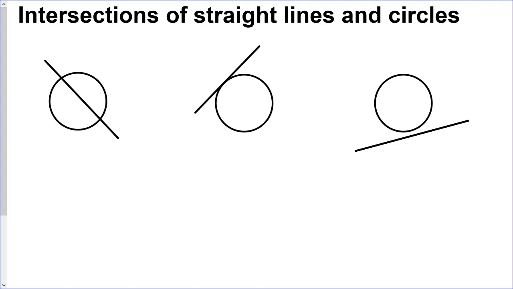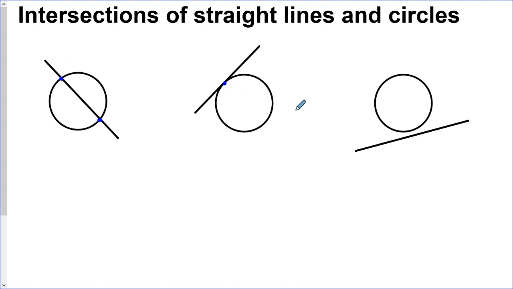Hello, this is the second video for the circles chapter, and here we look at the intersections of circles and straight lines. So, looking at these three diagrams, it should be clear that when lines and circles come together, one of three things can happen. It can either be the lines cutting through the circle, in which case there'll be two intersections between them. The line could be a tangent to the circle, in which case there's only one contact point. Or the line could be missing the circle entirely, so there are no intersections at all.